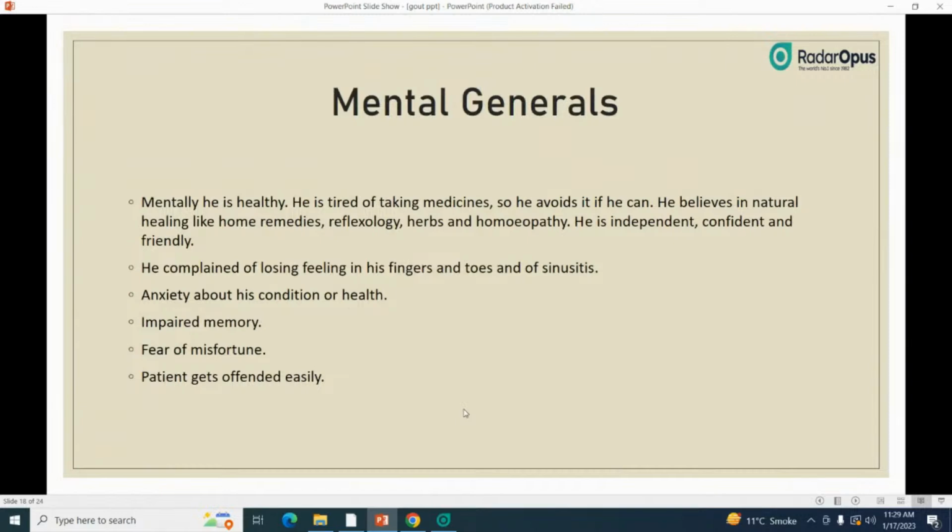Now, mental generals. Mentally, he is healthy. He's tired of taking medicine, so he avoids it if he can. He believes in natural healing like home remedies, reflexology, herbs, and homeopathy. He is independent, confident, and friendly. He complained of losing feeling in his fingers and toes, and of sinusitis, anxiety about his condition or health, impaired memory, fear of misfortunes. Patient gets offended easily.